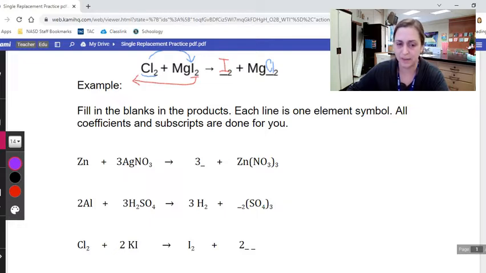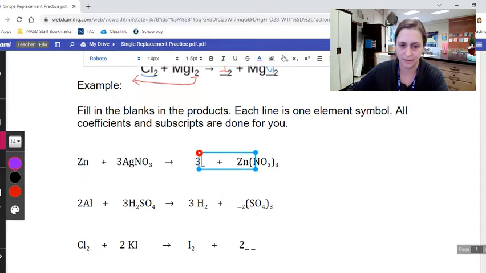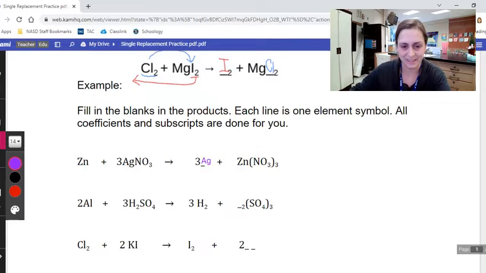So zinc went into the compound with the nitrate. That means Ag, silver, got kicked out. So that is my other product. Notice how we have one element, one compound in the reactants, one element and one compound in the products.